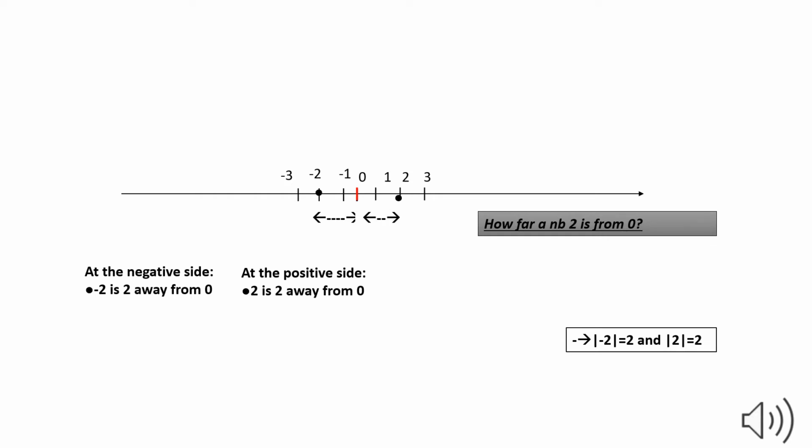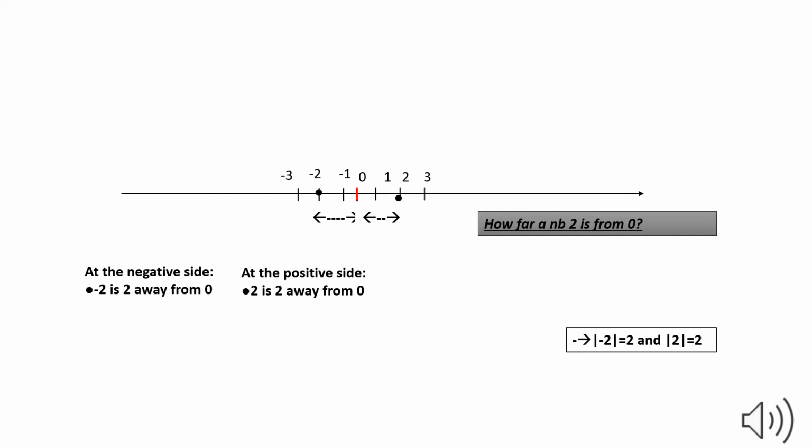If we draw a number line or an x-axis and I ask you how far the number 2 is from 0, we have both negative and positive sides. On the negative side, minus 2 is 2 away from 0, and on the positive side, 2 is 2 away from 0. We can say that this 2 on the negative side is the absolute value of minus 2, and this 2 on the positive side is the absolute value of 2.